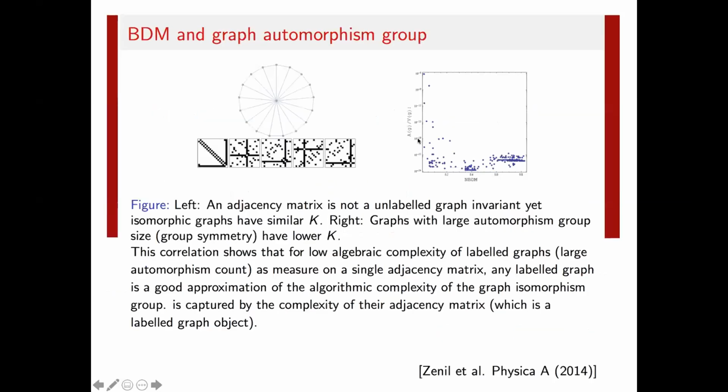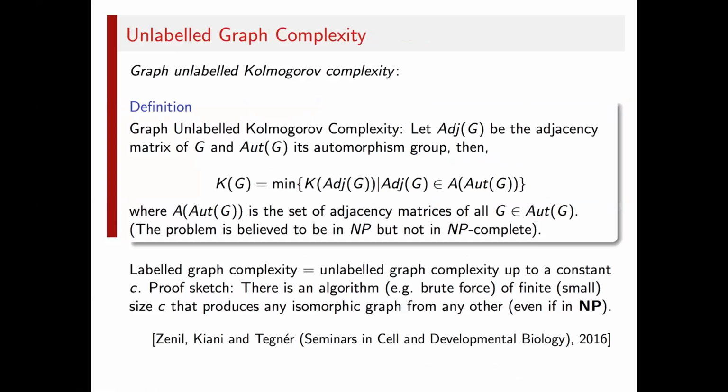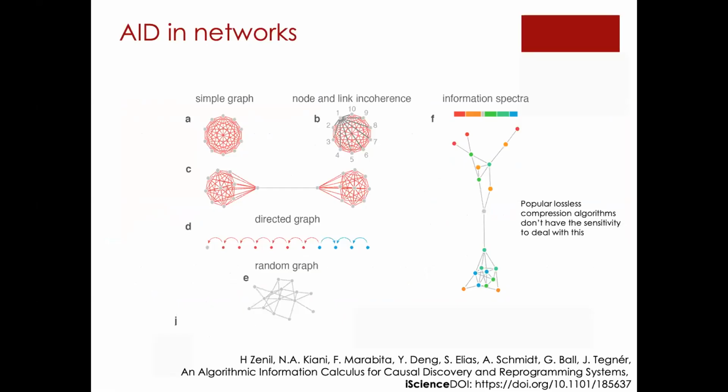Now the question is not that simple, obviously, because an unlabeled graph can have many representations, many adjacency matrices. But what we have also proved, and it is not very difficult, both theoretically and numerically, is that any representation is a good representation of the automorphism group. And here is the definition with automorphism group, but basically it means that also if you only get one, it is a good representation of the group.